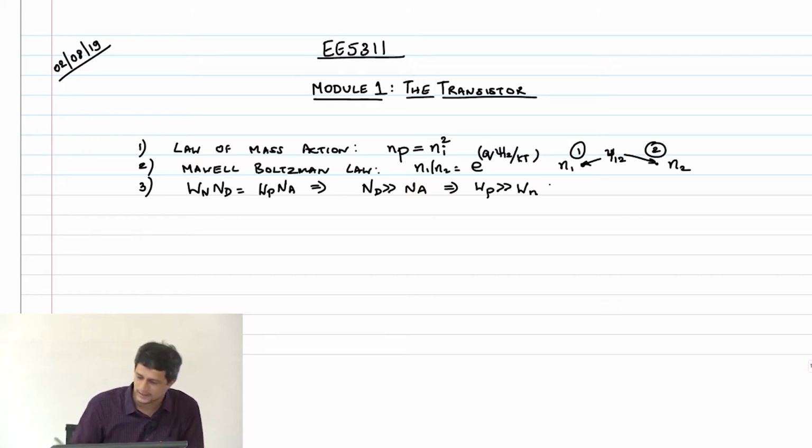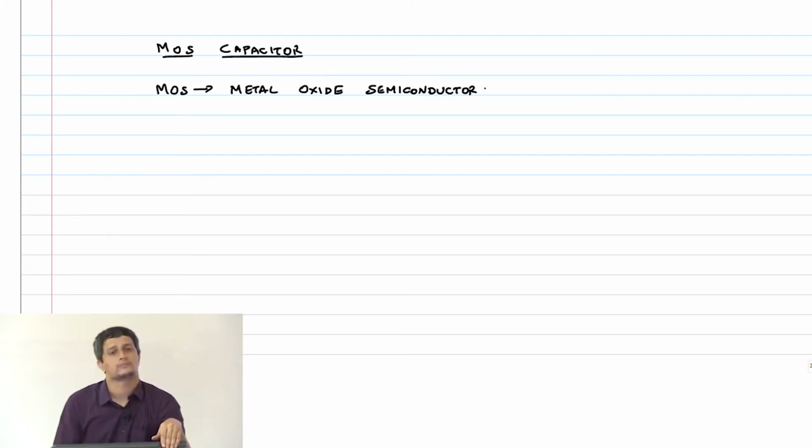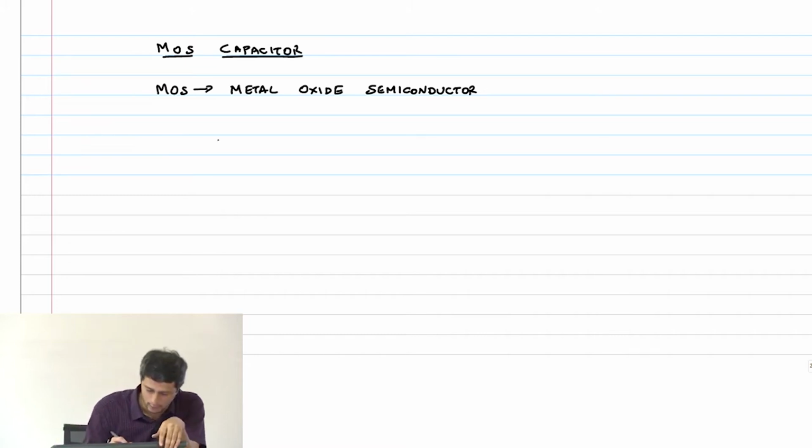Okay, so now let's get started with a two-terminal device called a MOS capacitor. What is MOS? It's metal, oxide and semiconductor. That's what MOS stands for.